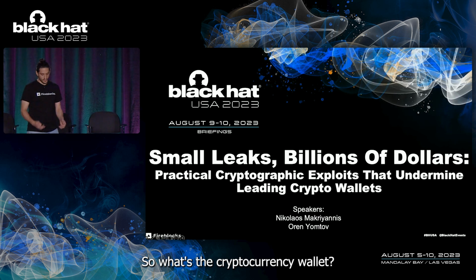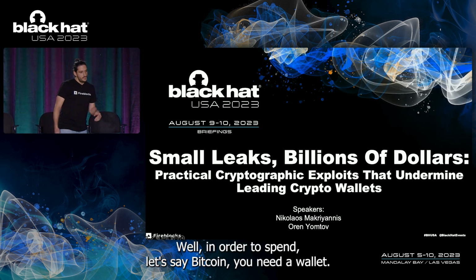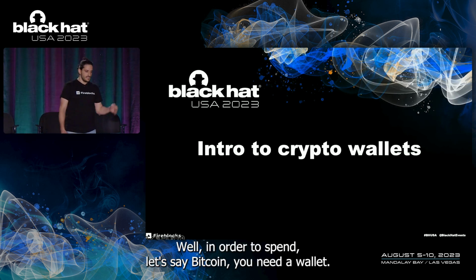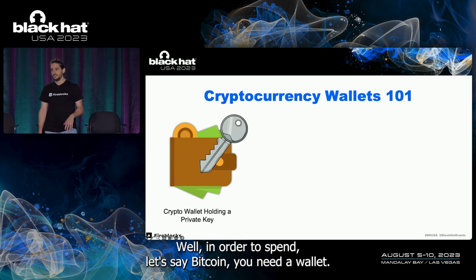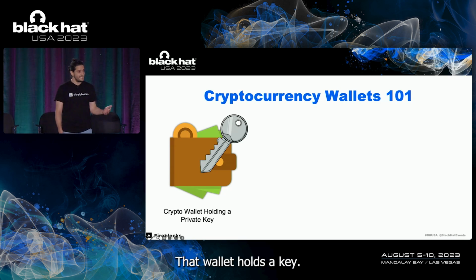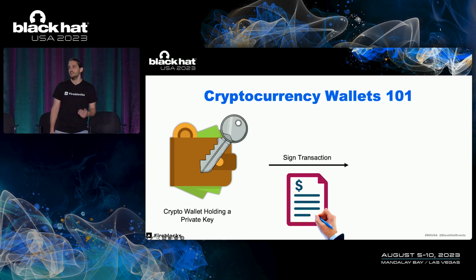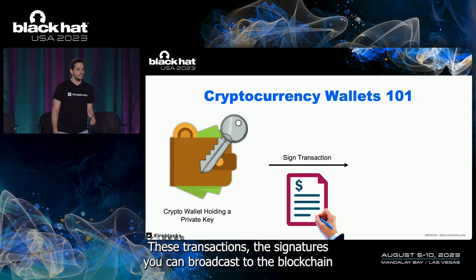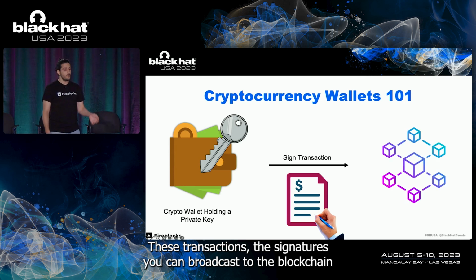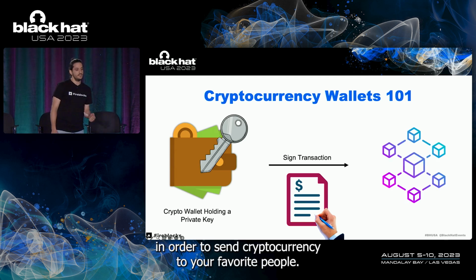So what's a cryptocurrency wallet? Well, in order to spend, let's say, Bitcoin, you need a wallet. That wallet holds a key. That key allows you to sign transactions. These transactions, the signatures, you can broadcast to the blockchain in order to send cryptocurrency to your favorite people.